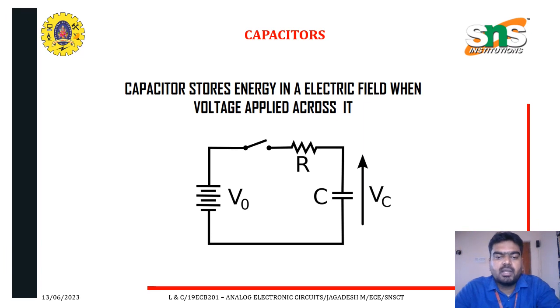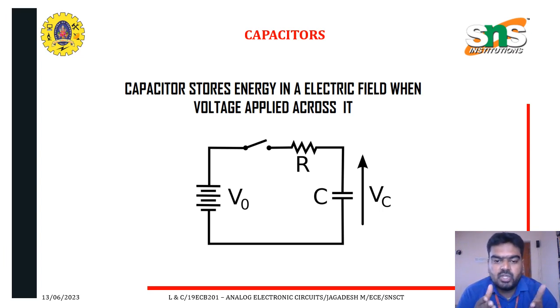So here, the capacitor stores the energy in the electric field when voltage is applied across it. That means the capacitor is nothing but two parallel plates, and in between the two parallel plates there is a dielectric material. When we apply the voltage across it, an electric field is produced, whereas in the case of an inductor, that is a magnetic field. So this stores the energy in the form of an electric field.